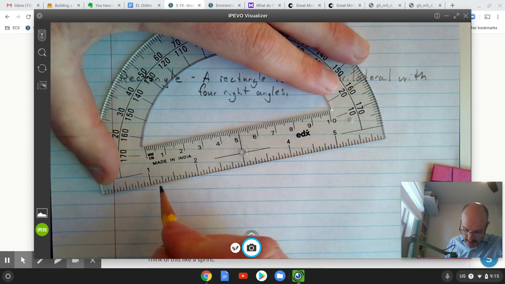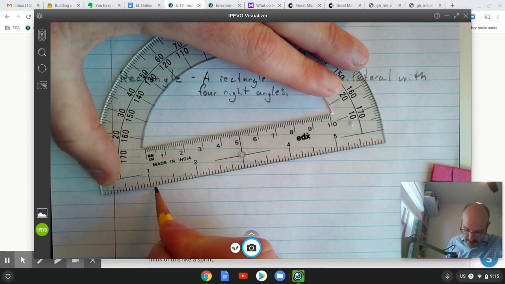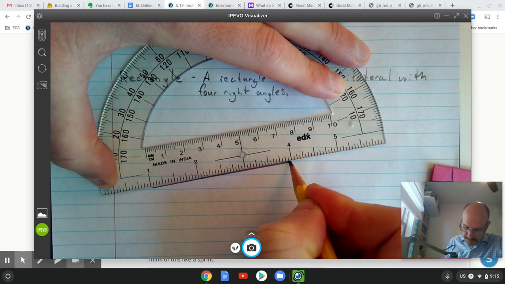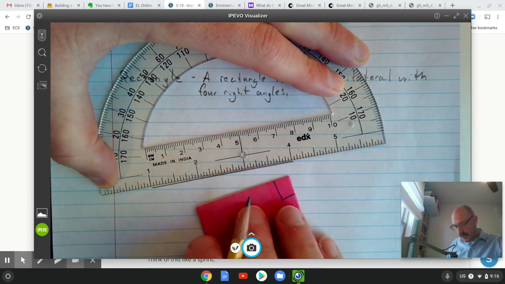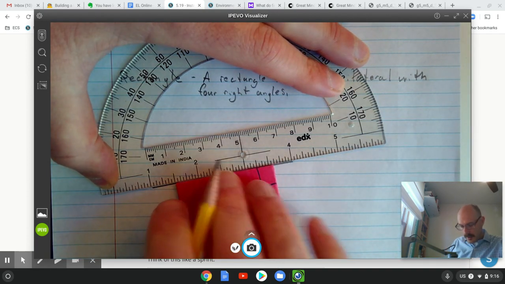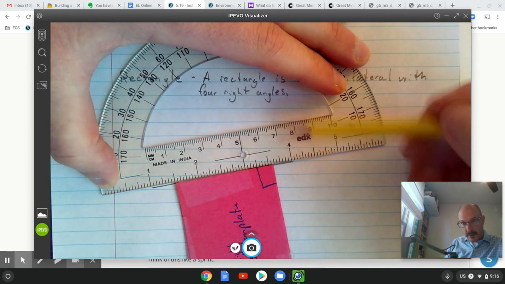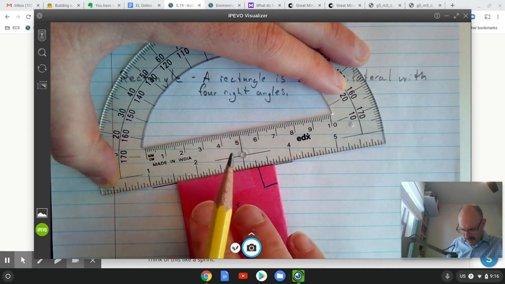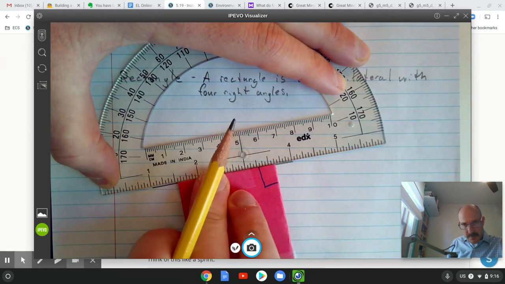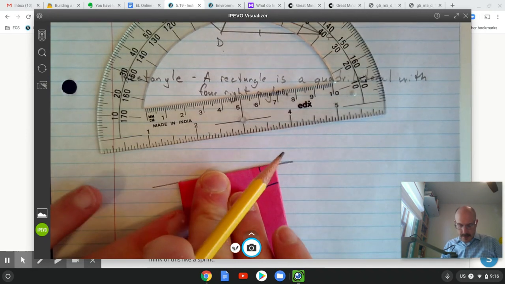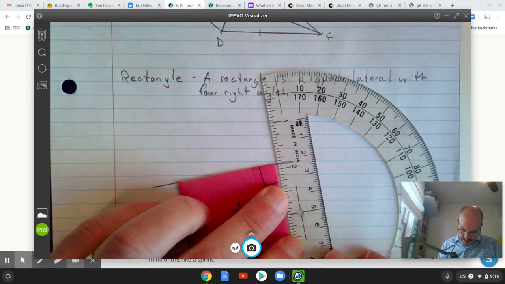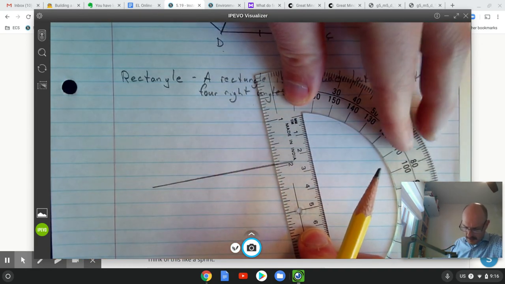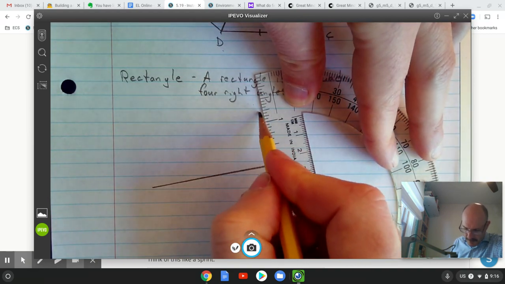All right, so let's make a line right about here, and I'm not going to worry too much about the length of this line. I do need to have a perpendicular line, right? So I need to have a right angle there. So I'm going to use my right angle template. And there we go. I know I moved it a tiny bit.